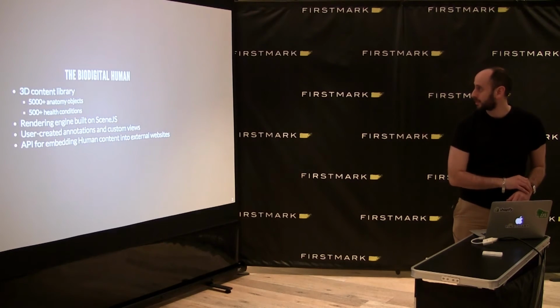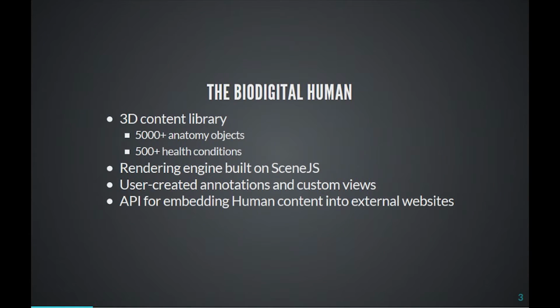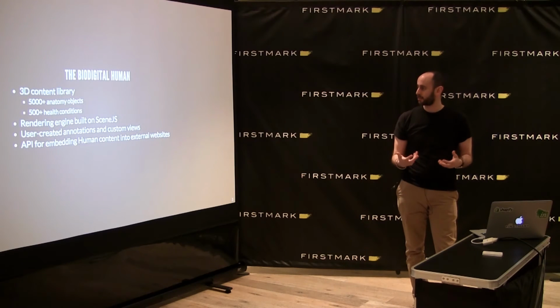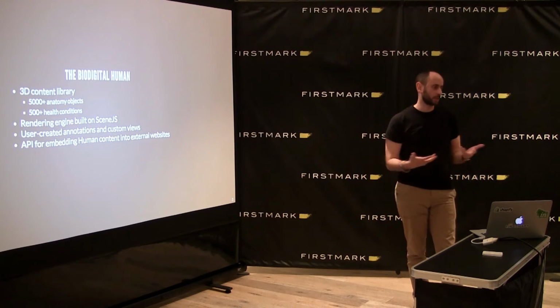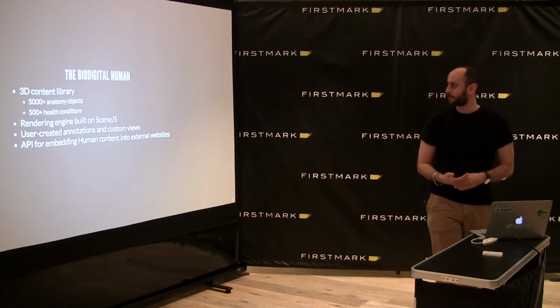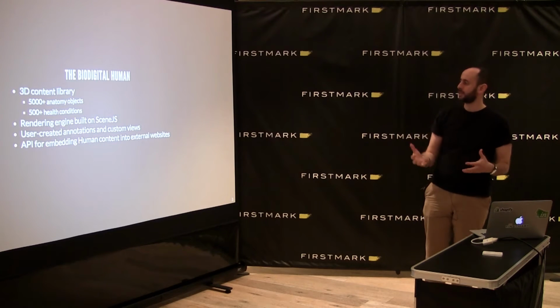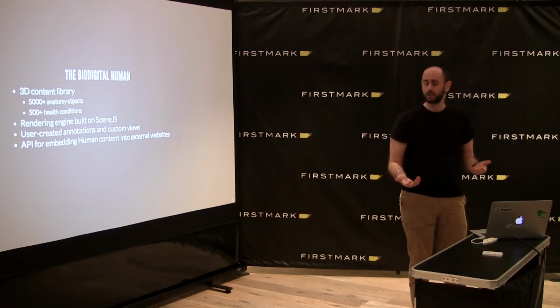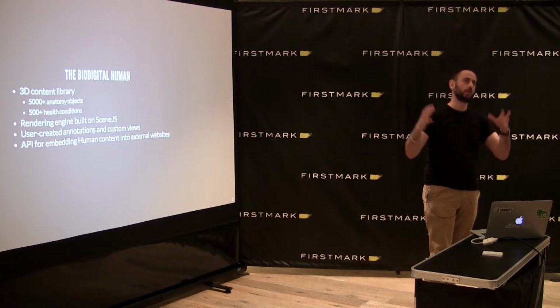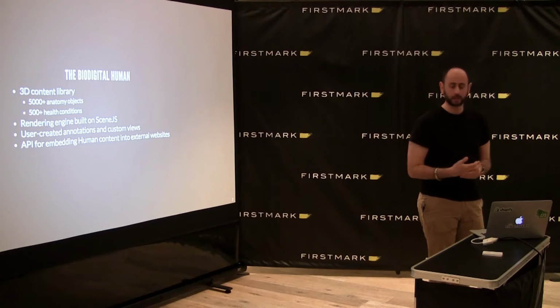Essentially, our platform has a big 3D content library, with all these models and animations that we put together: 5,000 anatomy objects and a bunch of health conditions, which are variations on those objects showing certain diseases or other special cases of the anatomy. Our rendering engine is built on Scene.js, which is a JavaScript library for WebGL. Our users go in and annotate, pointing out certain parts of the anatomy, creating custom views, and sharing them with each other. We recently released our API, which allows people to embed our content into their websites and create custom interactions around them.